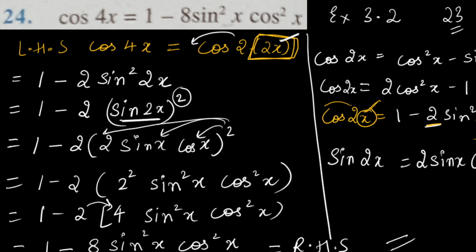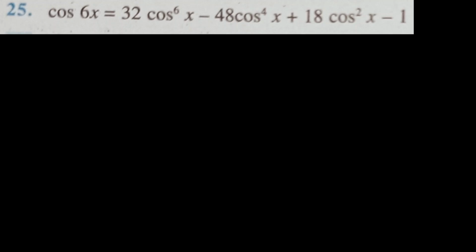Now let's do the next question and the last question of this exercise, the 25th question. The 25th question is also a proof type of question. We have to solve one of the sides and it should be equal to the other one. So we are going to start from the left hand side as we do, but you can always solve any side. So I'm going to solve from the left hand side.